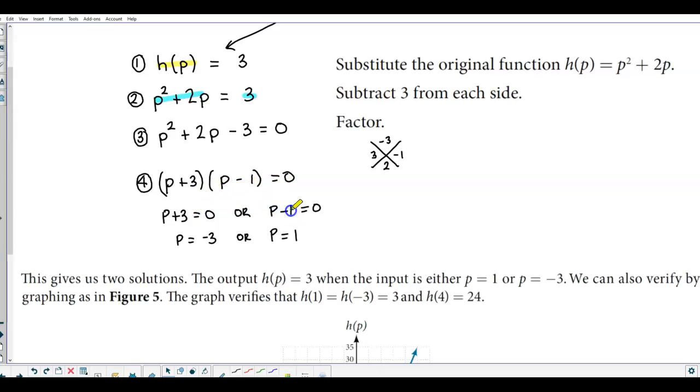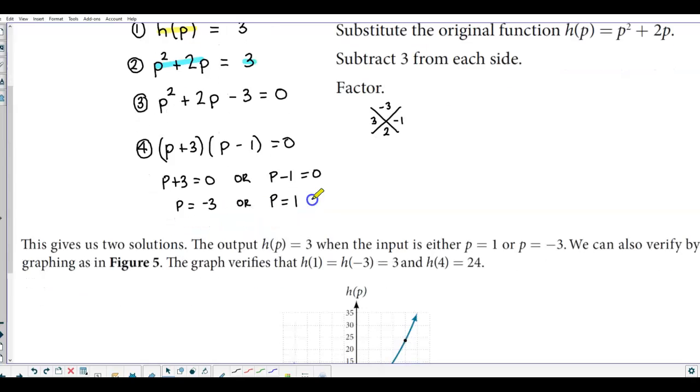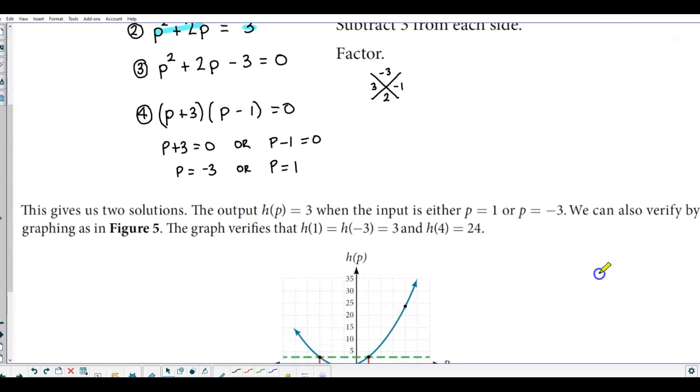And then we're going to set them both equal to 0. So we have p plus 3 equals 0, or p minus 1 equals 0. Subtracting 3 from both sides tells us that p is equal to -3. Adding 1 to both sides tells us that p is equal to 1. Now this gives us two solutions. So the output h of p equals 3 when the input is either p is equal to 1 or p is equal to -3. And we can also verify by graphing, as in figure number 5.